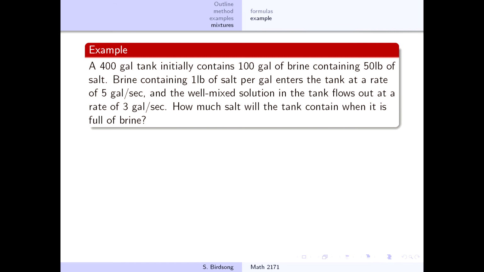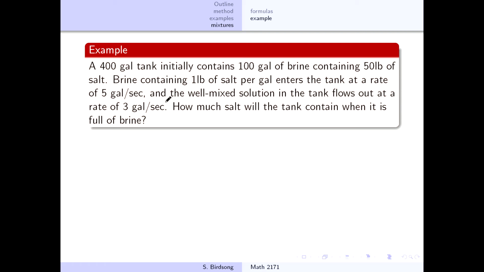So suppose you have this example, and it's a nice story problem here. We've got a 400-gallon tank that initially contains 100 gallons of brine, so remember brine is salt water, containing 50 pounds of salt. So brine, or salt water, containing 1 pound of salt per gallon, enters the tank at a rate of 5 gallons per second. So this is your flow rate. And the well-mixed solution, so remember it's mixing all together, so no salt falling to the bottom of the tank, flows out at a rate of 3 gallons per second.